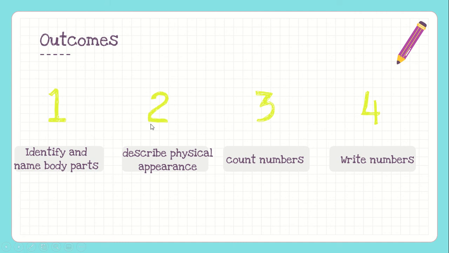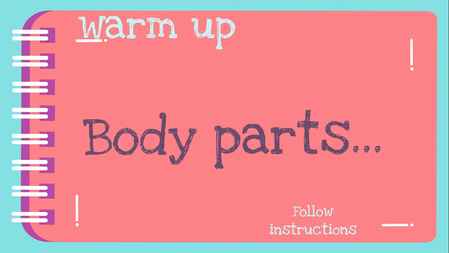Excellent. Number 2, we are going to describe physical appearance. We have some creatures. We are going to describe them. Then we are going to count numbers. Do you remember numbers from 1 to 5? We are going to count objects and write numbers. Number 4, we are going to write numbers from 1 to 5.